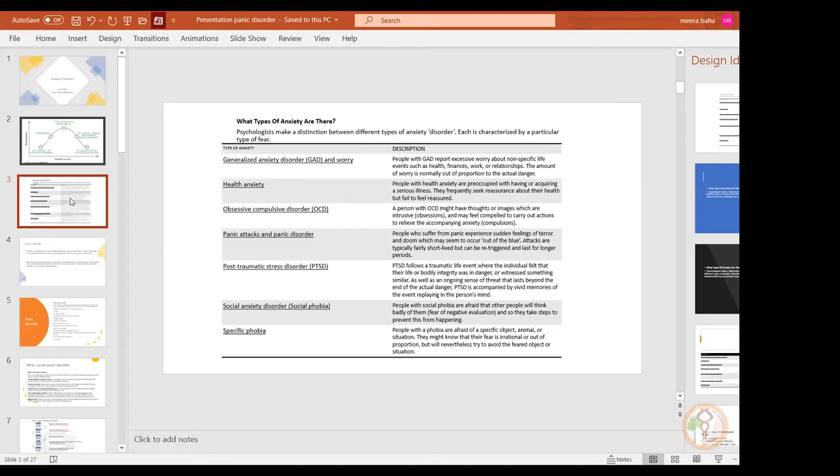Madam, of these two methods, which one is more successful? Depending on the person. For some people, behavioral experiments like this are also a kind of cognitive restructuring. The other one is more like a thought record, which is evidence for, evidence against.